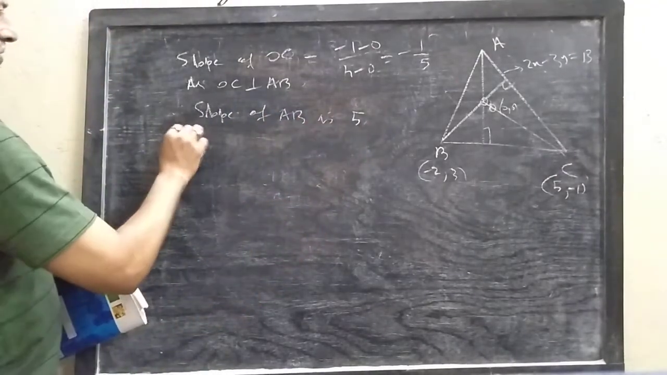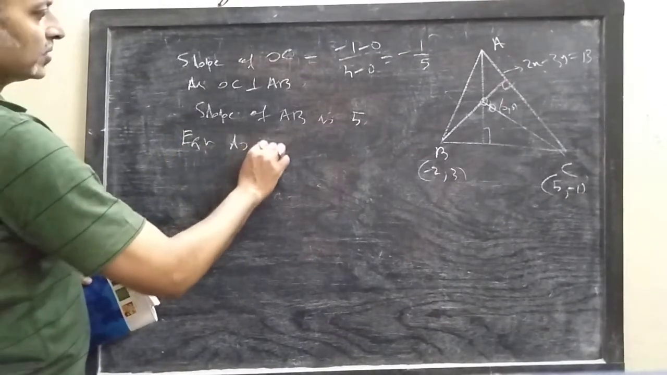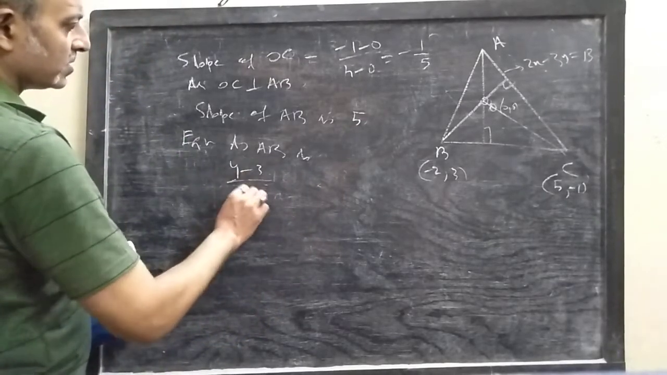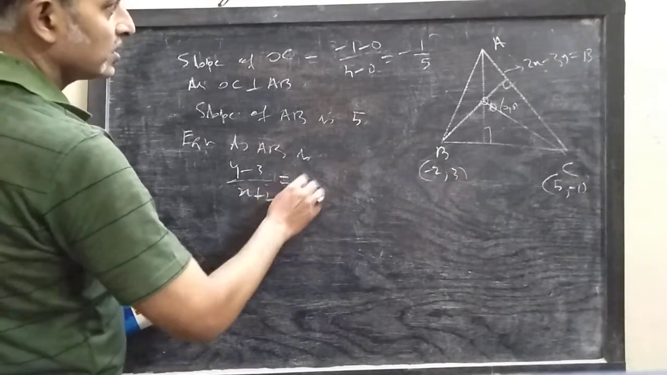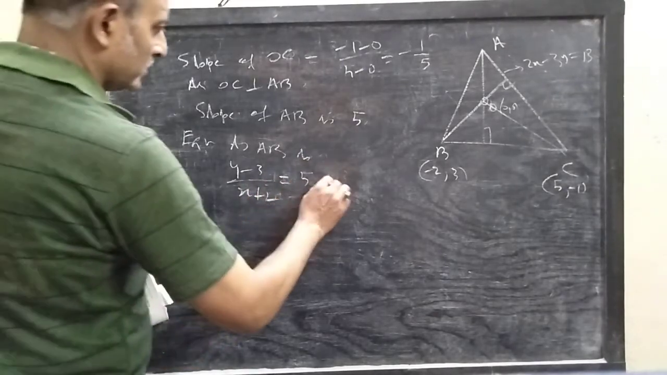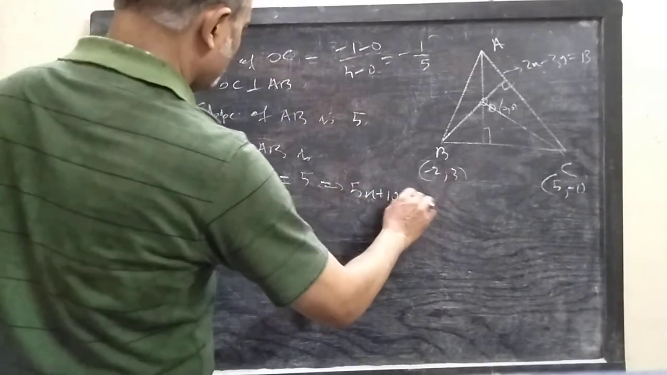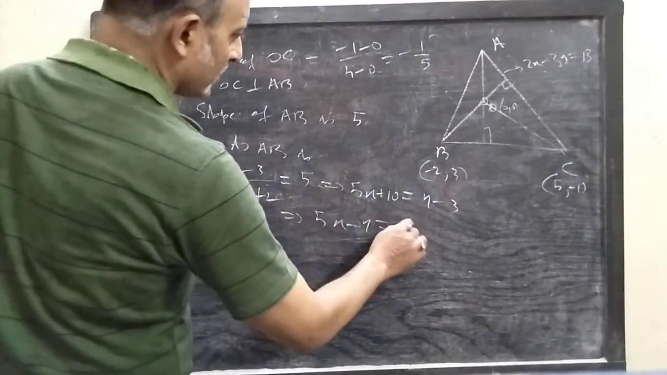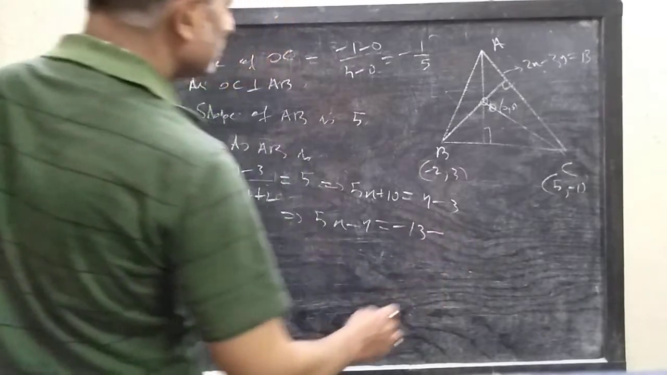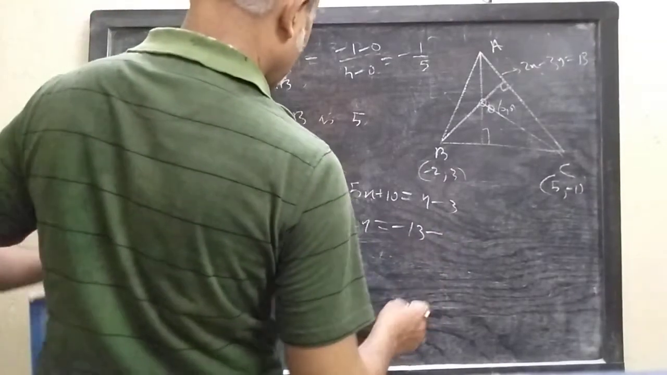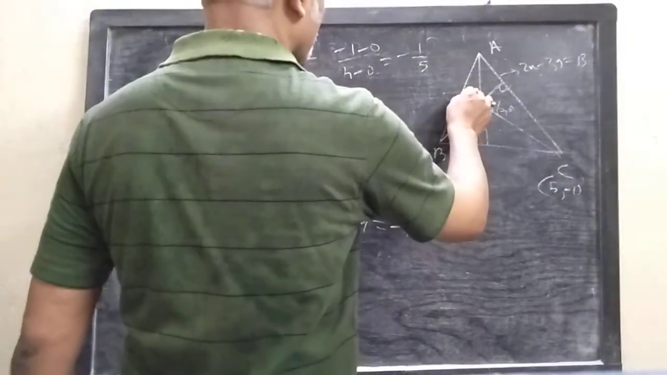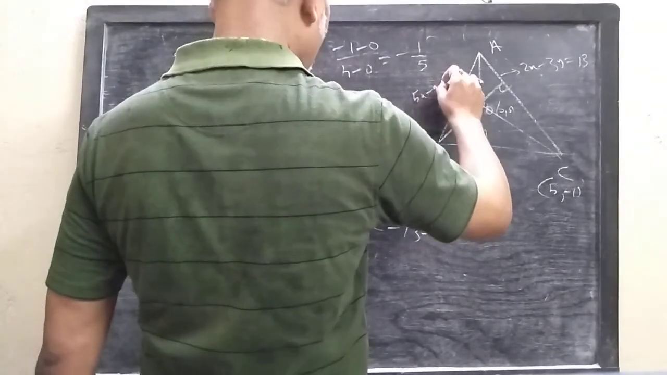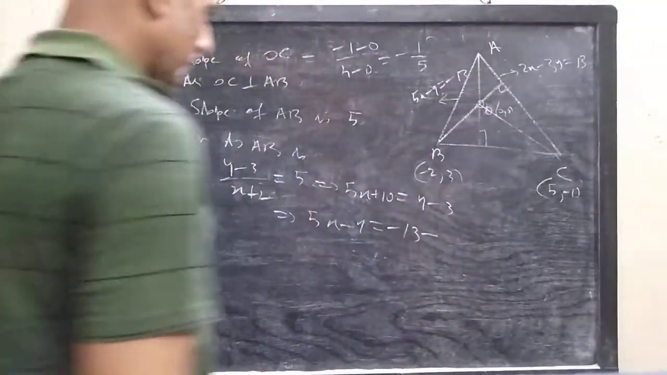So therefore the equation to AB is (y minus 3) by (x plus 2) equals 5. That gives 5x plus 10 equals y minus 3. That gives 5x minus y equals minus 13. This is the equation to side AB: 5x minus y equals minus 13.